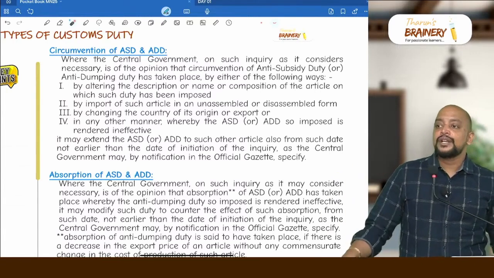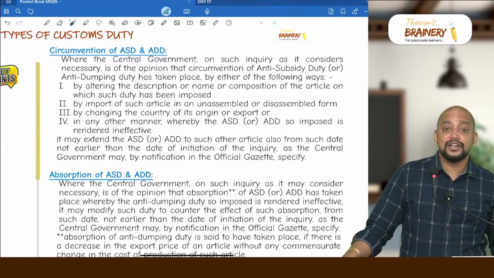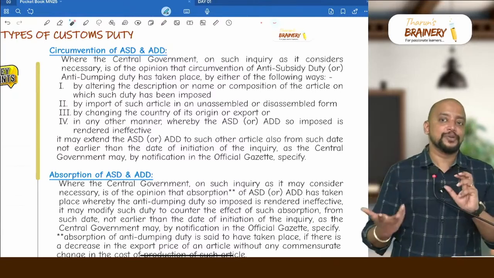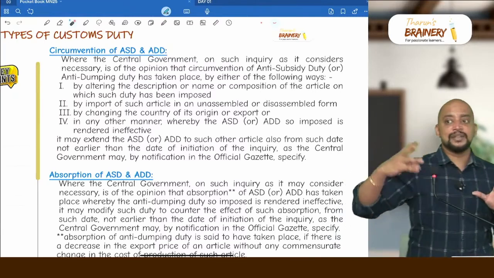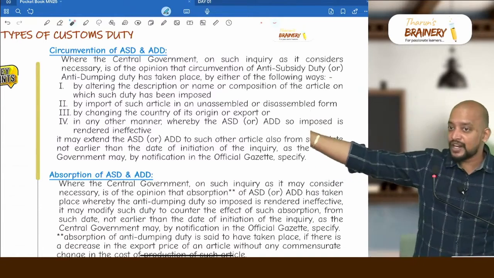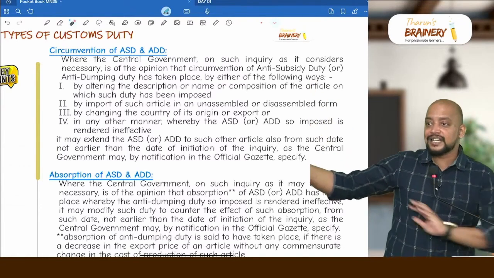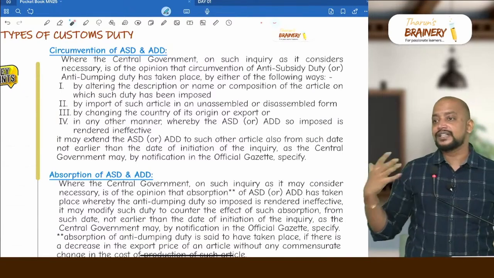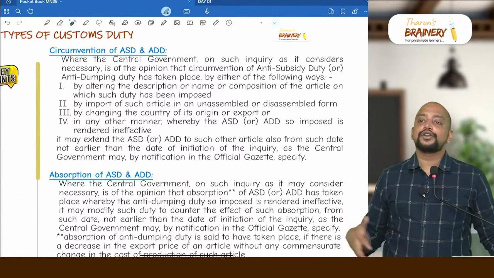Then number 2, bringing it in unassembled or disassembled condition. Only when you import in finished product condition do you need to pay. So we will import it in unassembled condition in multiple ports. One part will be imported in one port, and thereafter we take the clearance and then we merge. That is called import in unassembled or disassembled form. That is also one way you can escape.